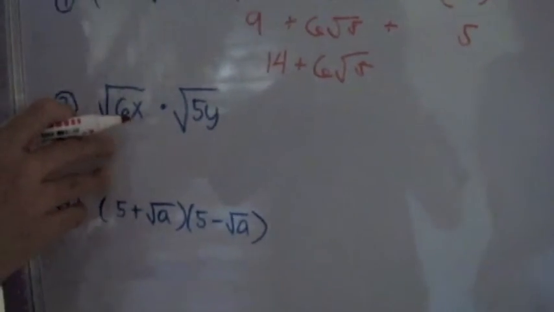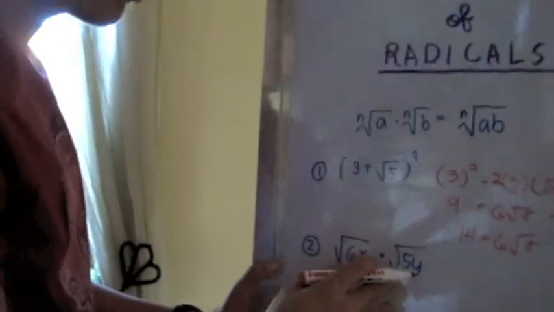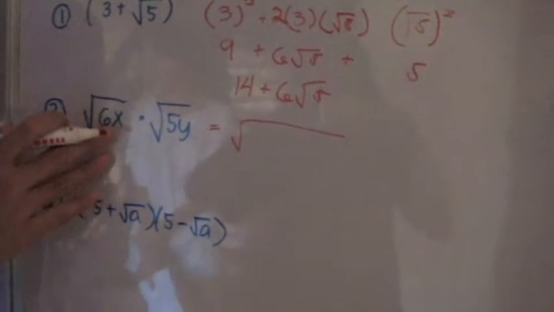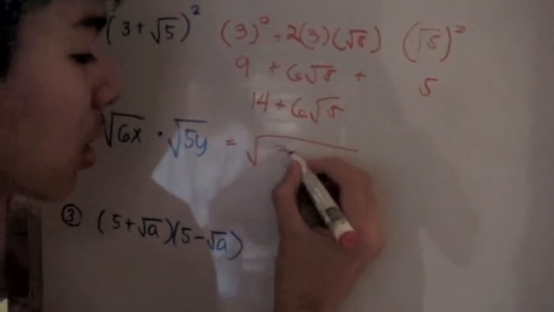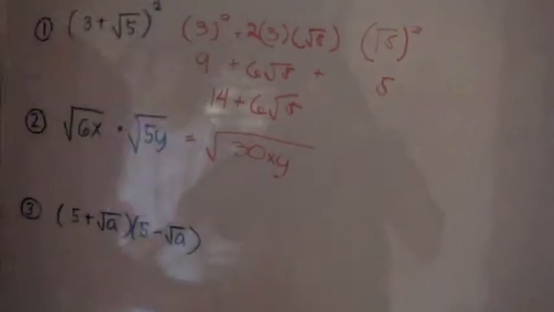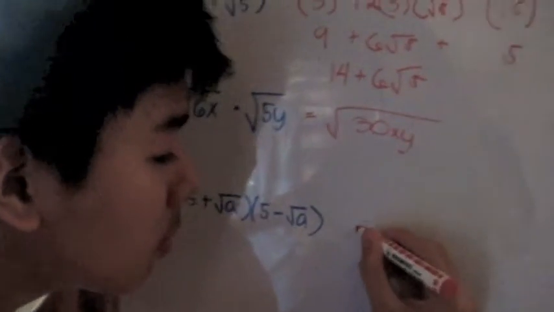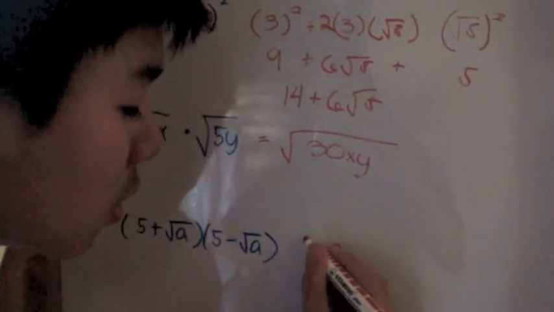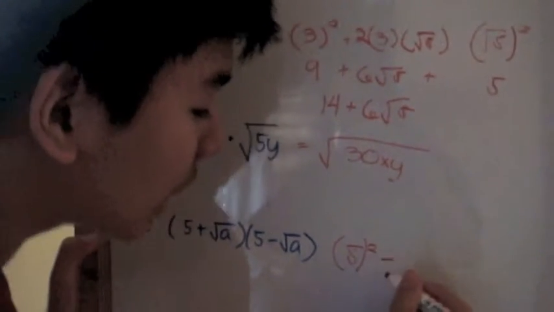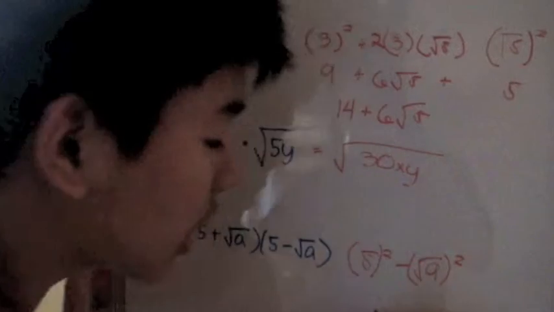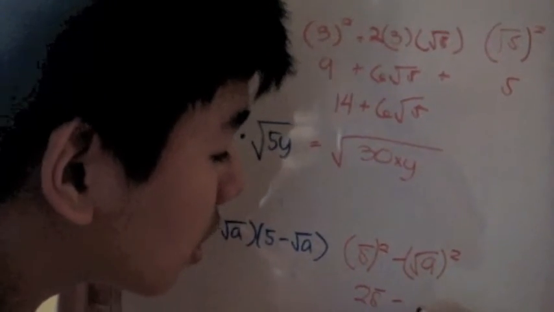Second example, we have square root of 6x times square root of 5y. So what we do is copy the radical sign and multiply 6x and 5y, giving us square root of 30xy. Example number 3, we have 5 plus square root of a times 5 minus square root of a. So what we do is square the first term, put the minus sign, and square the last term, giving us 25 minus a.